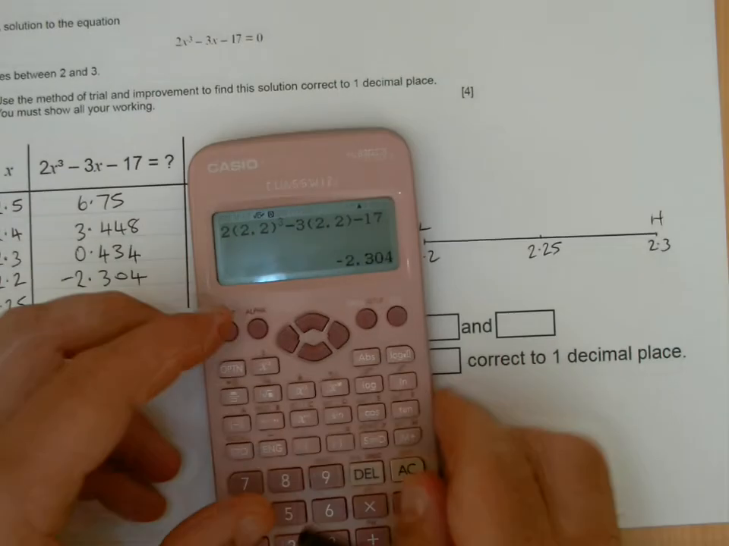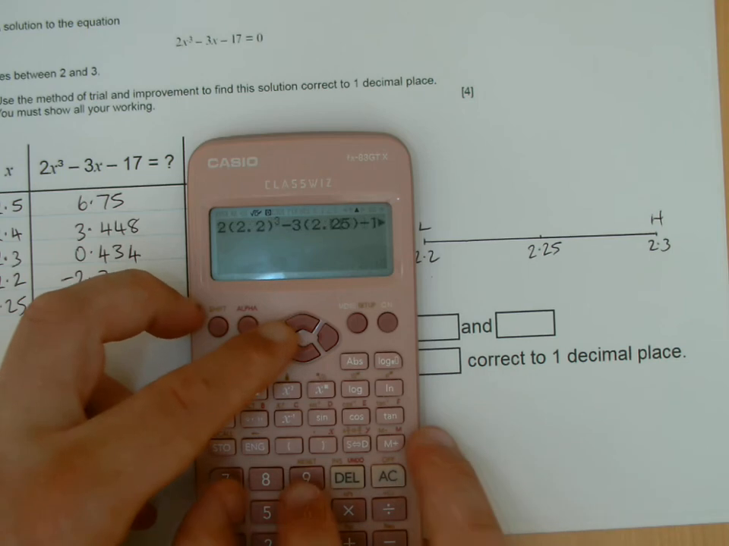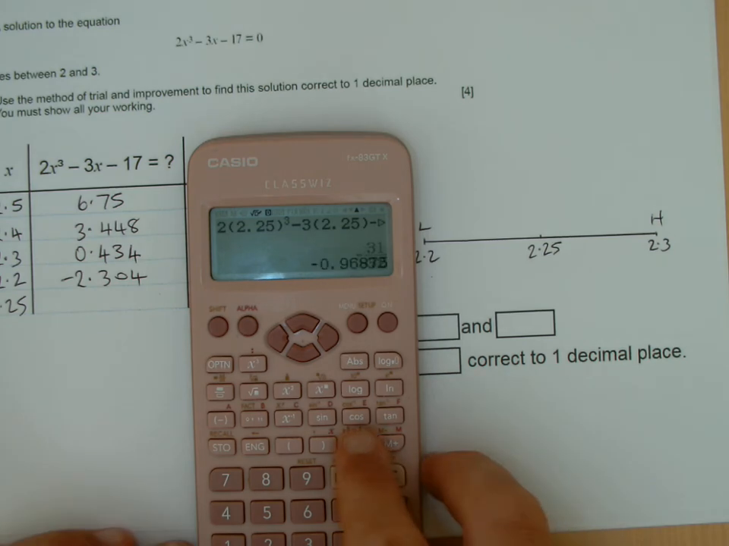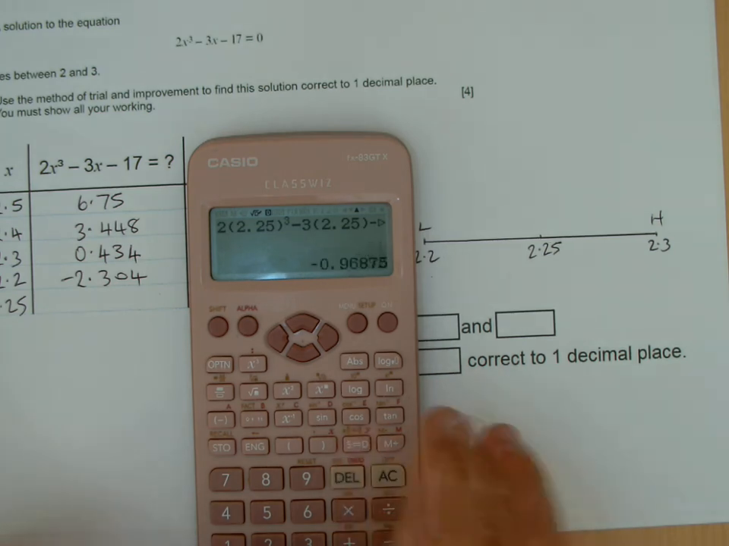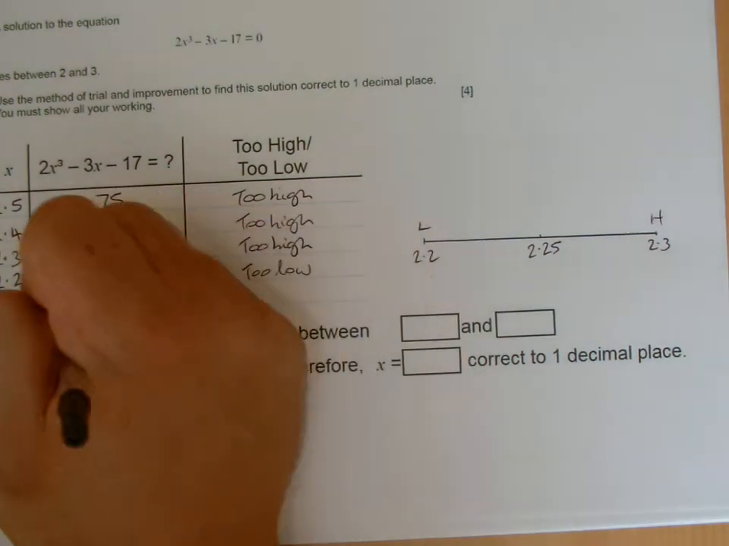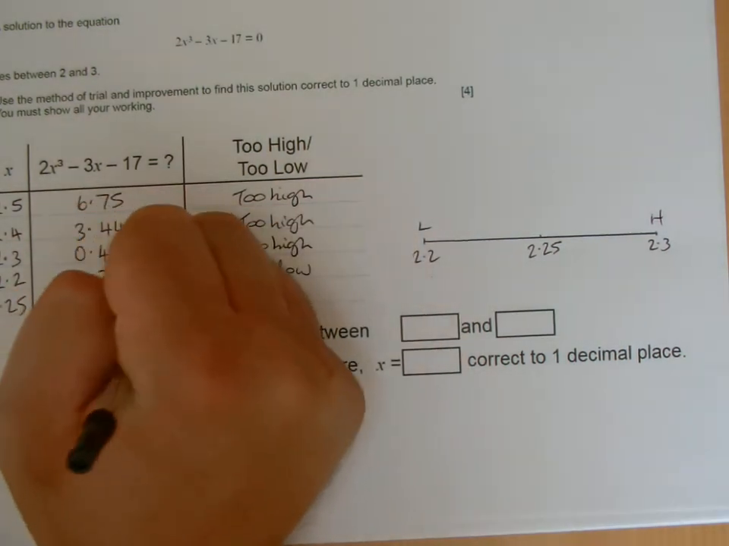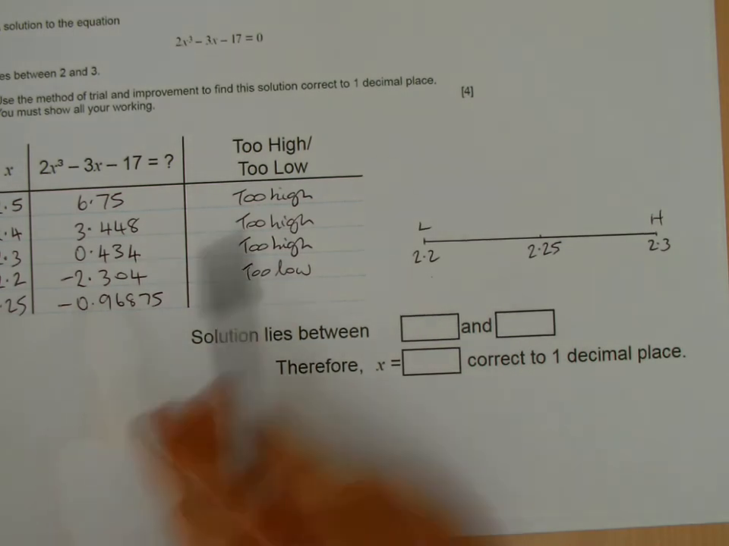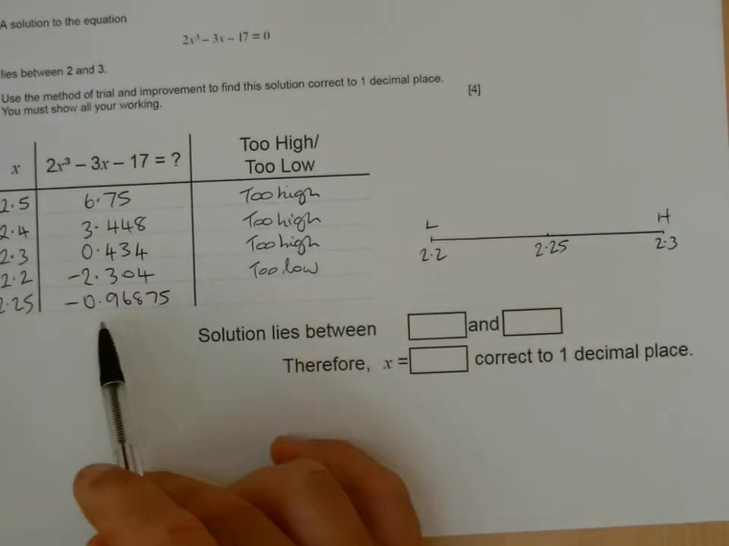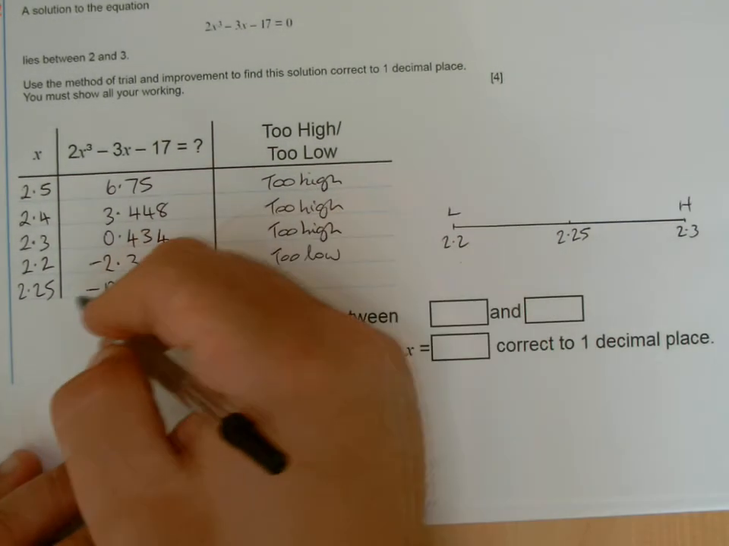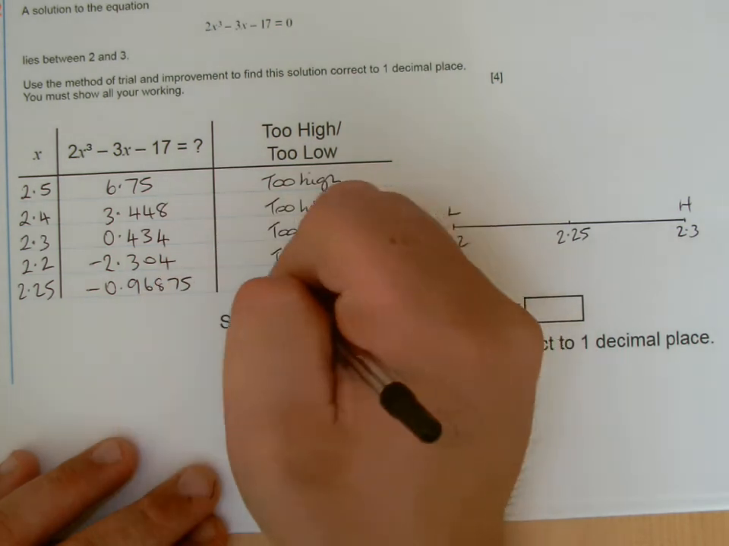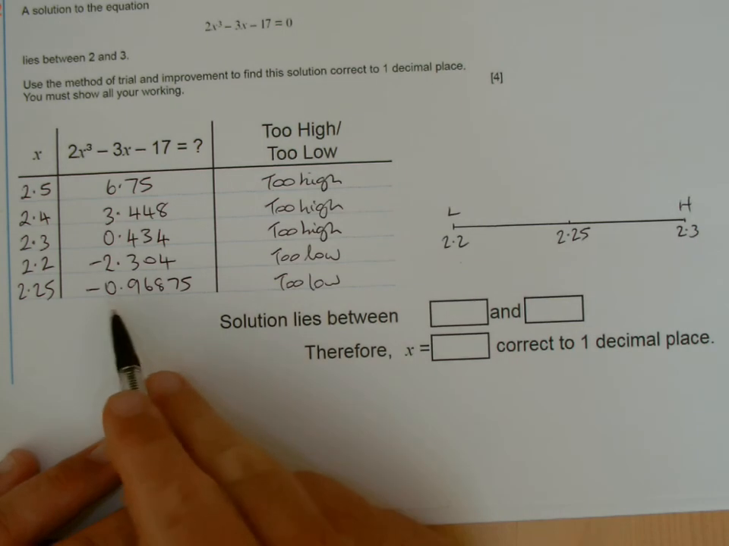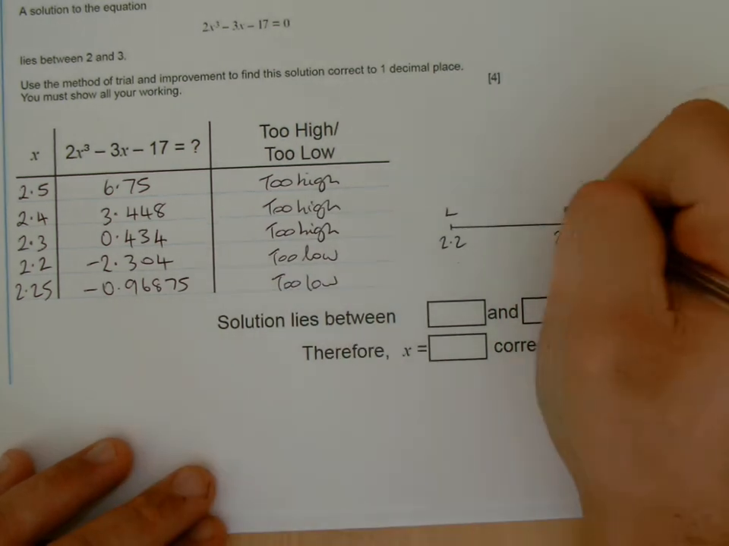So again, back on my calculator, and I get, there you go, there's my fraction, my SD button, I get there, minus 0.96875. So you know, it's close to 0, isn't it? But it's a negative. So 2.25, when you input that, it gives a negative answer. So that's still slightly too low, isn't it, on my number line? It's not quite 0. It's to the left of 0. It's too low. So 2.25 is too low.